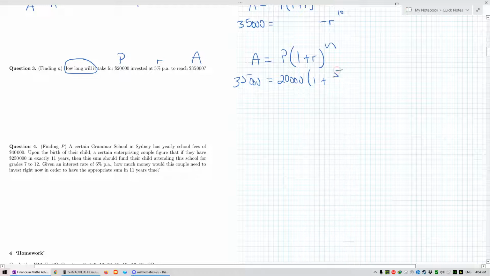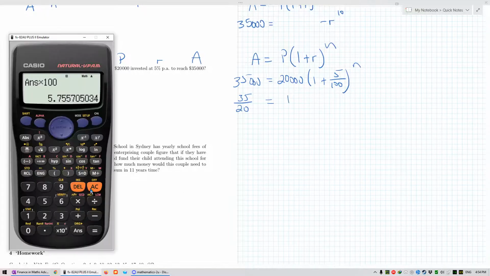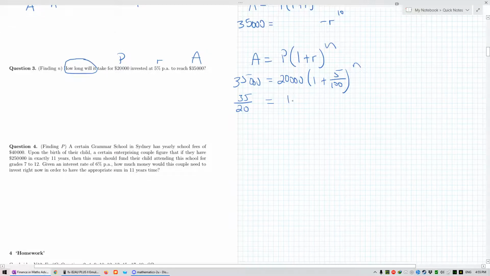5%. Anytime you see a percent sign, wipe off the percent sign, put it over 100, you'll never go wrong. And we have to find what n is. Well, we'll start off by dividing the two. 35 over 20 is equal to 1. And look, 1 plus 5. I know it's 1.05, but in case you're not sure, 1 plus 5 over 100 will give you 1.05. So for the sake of simplicity, 1.05 all to the n.